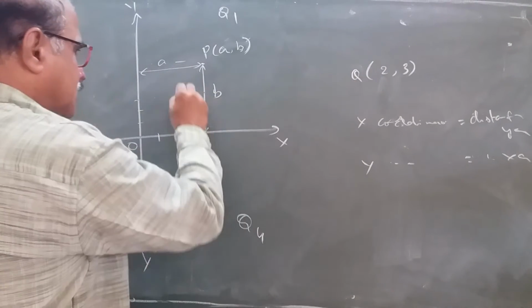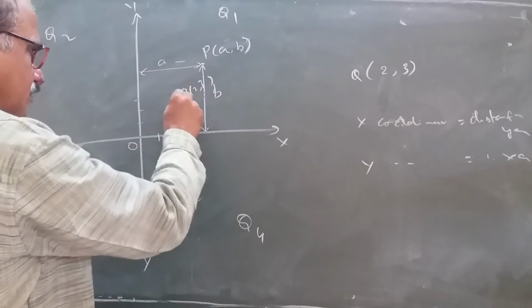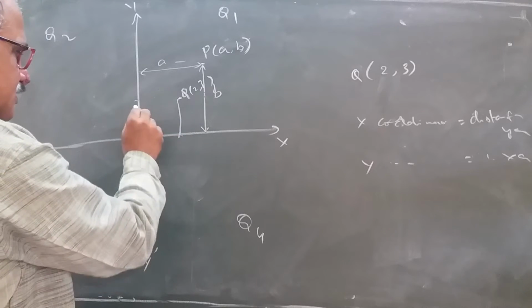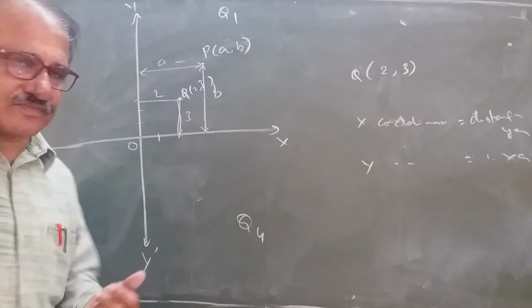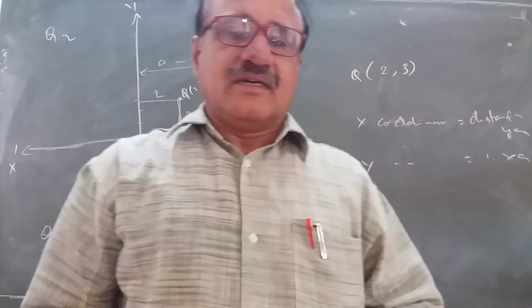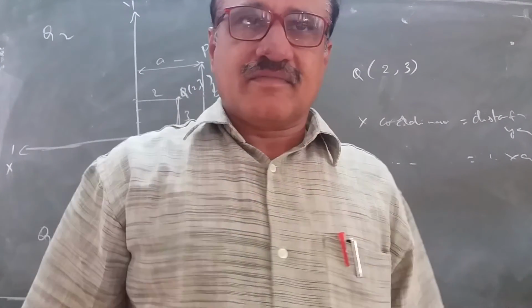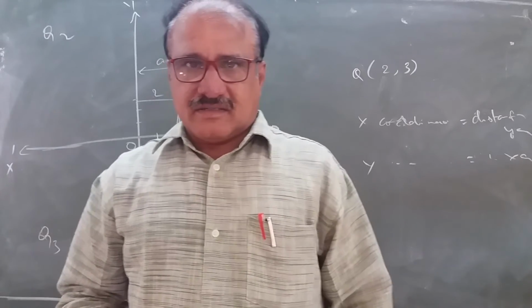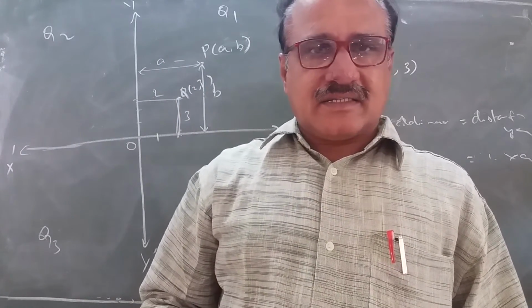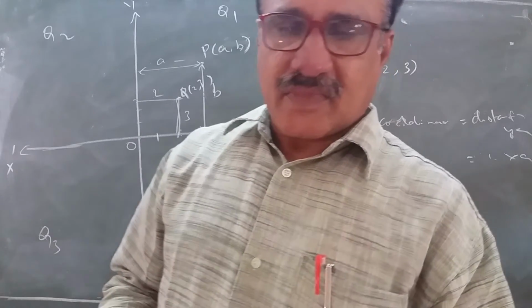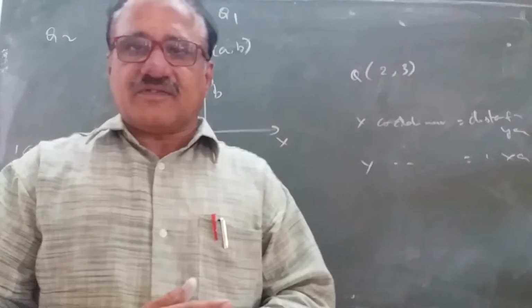Let Q be (2, 3). Here 2 units and 3 units, and like this we can locate all points. For a point on the y-axis, the x coordinate is 0. For a point on the x-axis, the y coordinate is 0. That is about the location of points.